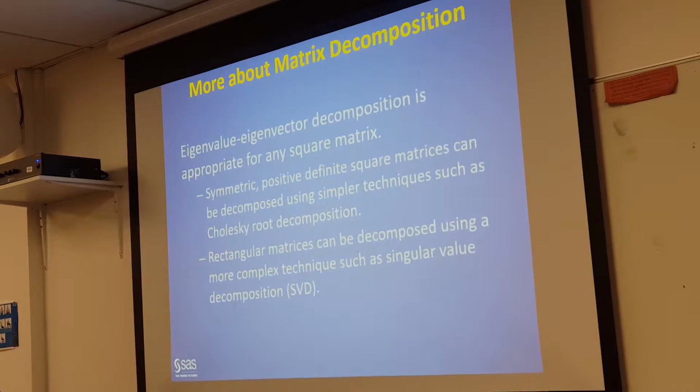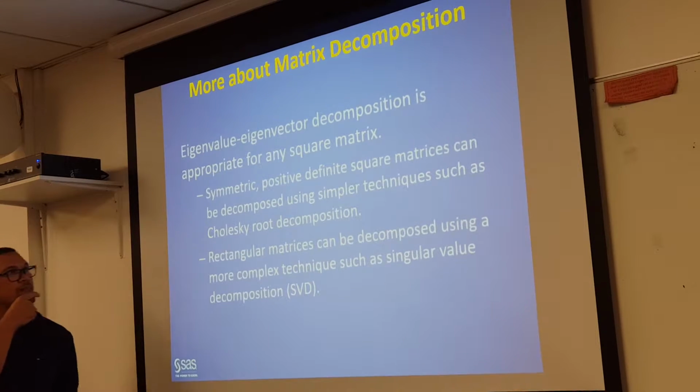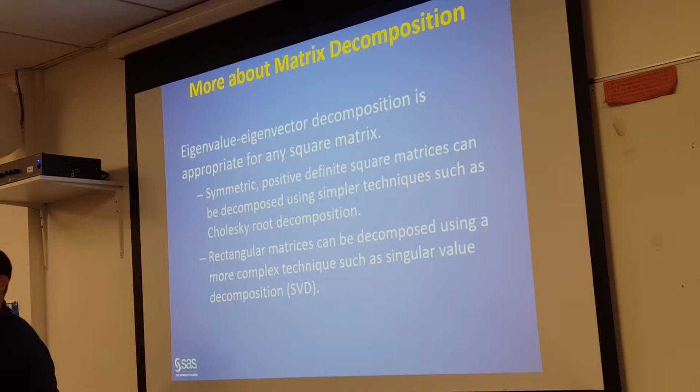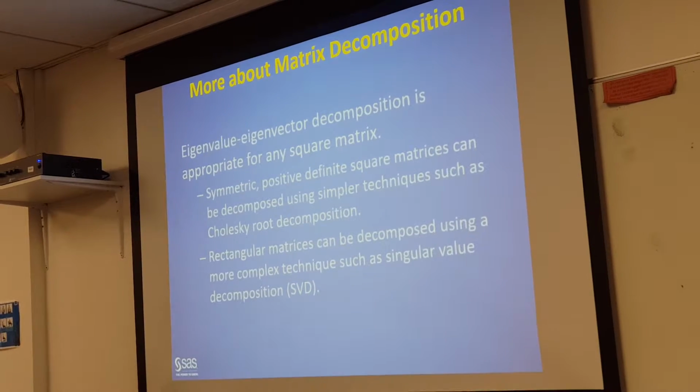Right, so we can do this eigenvalue decomposition for any square matrix. Hopefully we can decompose it. If we have a rectangular matrix of some kind, we can still decompose it. We have to use something called singular value decomposition, SVD.